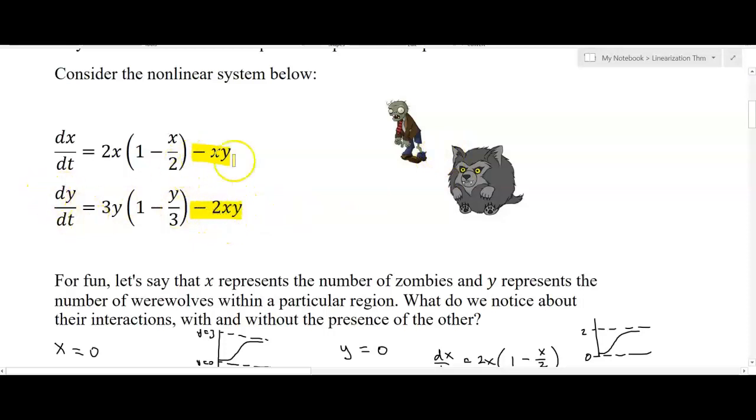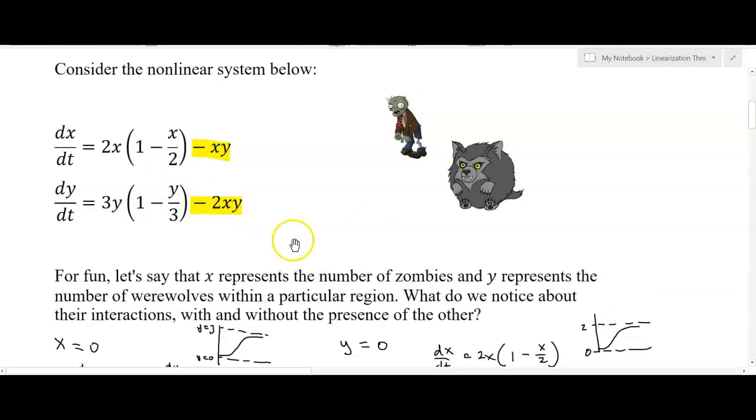In the case of the werewolves, the presence of the zombie is more detrimental than for the zombies in the presence of the werewolves, because of this factor of 2 here. The interaction is doubly detrimental to the werewolves as it is to the zombies. So this is a competing species model. We see that a high interaction rate actually is bad for both of them. You see this where you have predator-predator situations or prey-prey situations, as opposed to one being the predator and the other being the prey. So it's an interesting model, one that we want to better understand. And of course, in realistic terms it is used to model interactions between any two competing species in an environment.